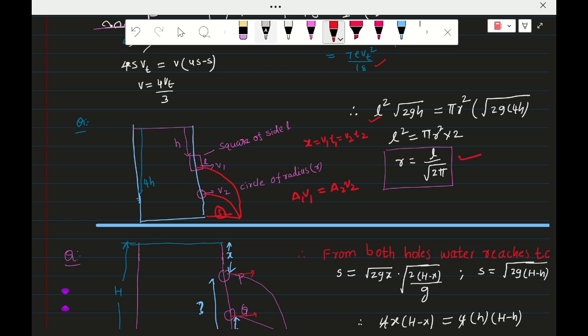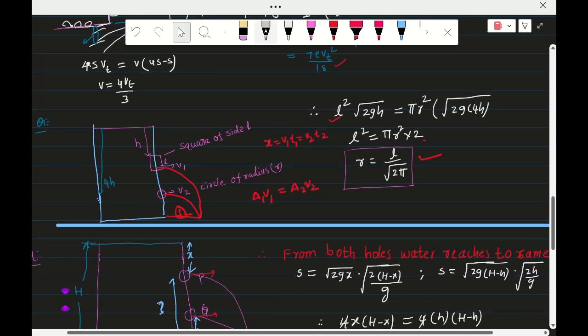Otherwise, it will be dH by dt, or V1 will be considered. So now A to V2 is root 2G into H, 4H. So you will get this answer: 2GH, where H is equal to 4H. Here it is 4 times H compared to the square loop. Then the radius of the circular hole is the square length by root 2 into pi, root over 2 pi. So this is the answer.